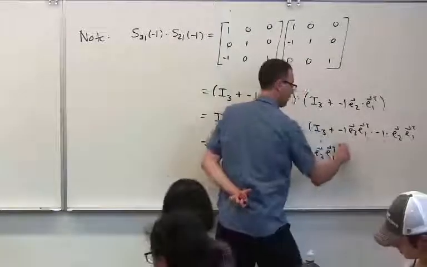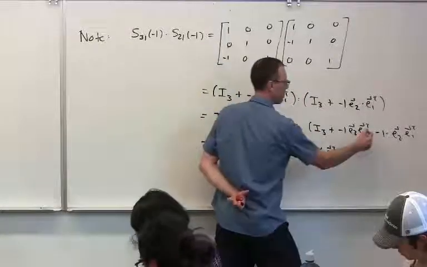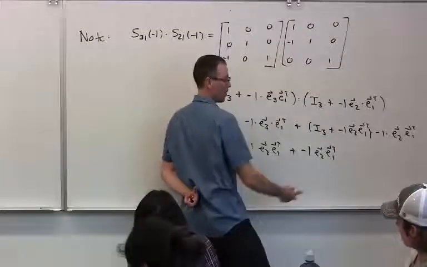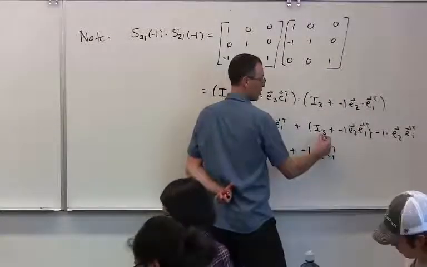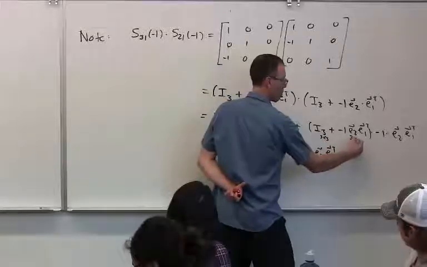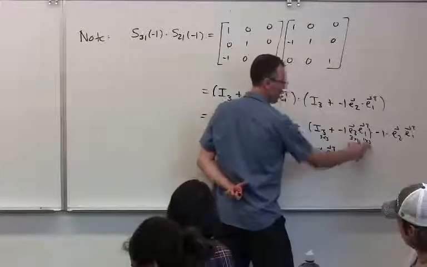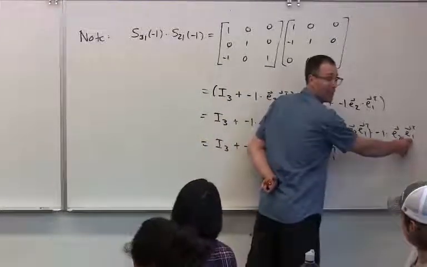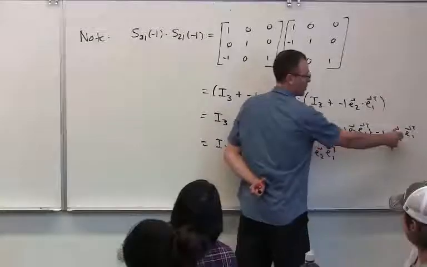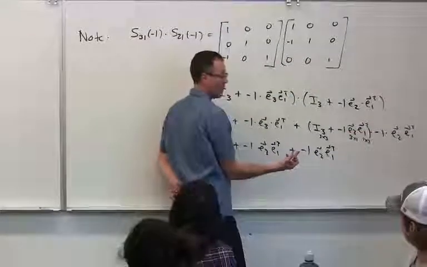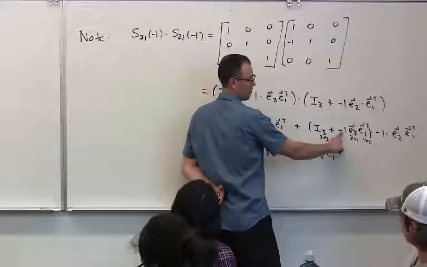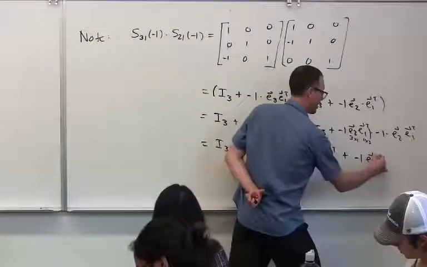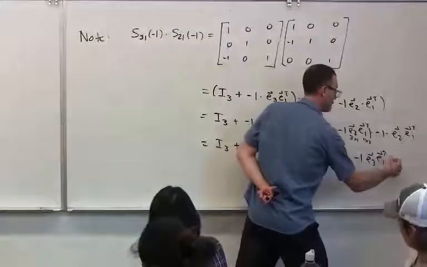And then what about here? This is a 3 by 3. This is a 3 by 1. This is a 1 by 3. So that matrix right there is a 3 by 3. That matrix right there is a 3 by 3. You've got an outer product times an outer product, right? OK. What's this thing? Yeah, we could just write it down. So this is going to be a negative 1 E3 E1 transpose.